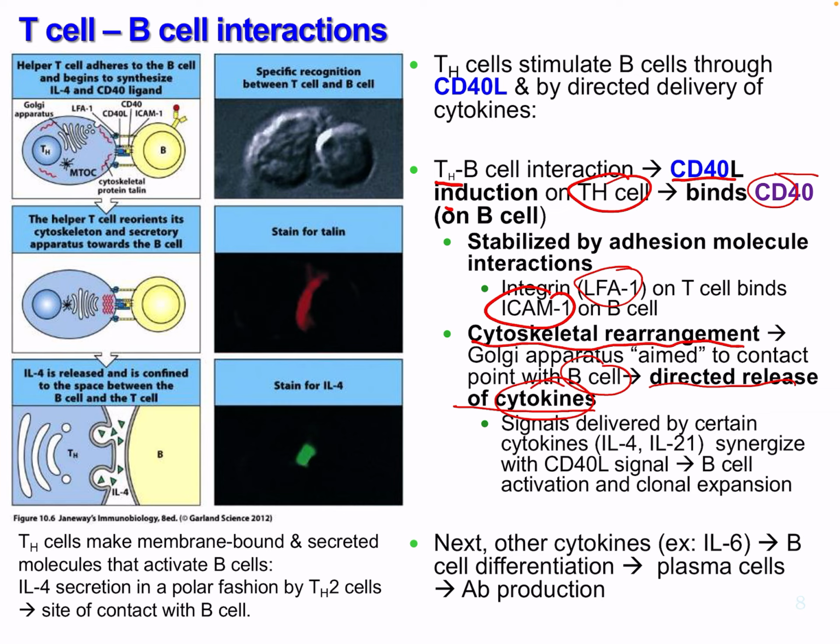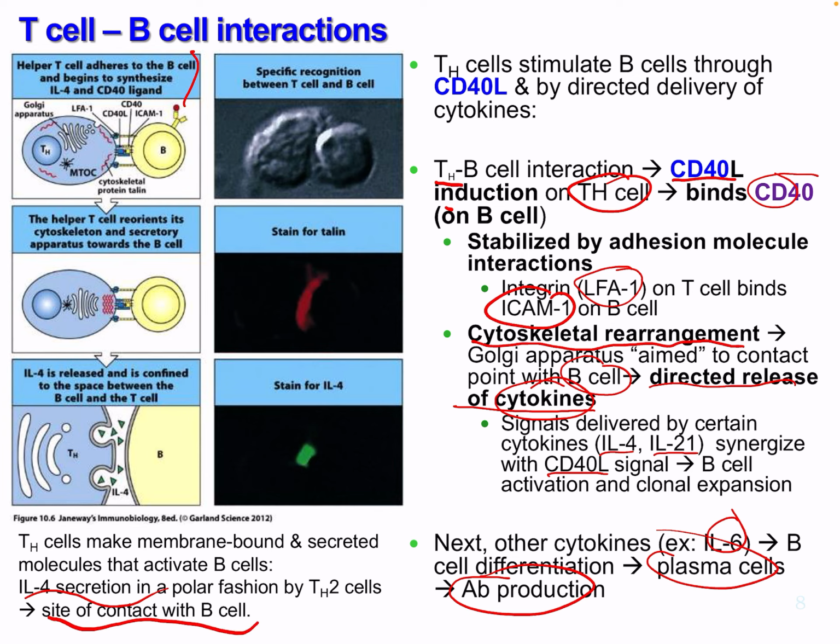So these signals are delivered by certain cytokines like IL-4 and IL-21, which recognize the CD40 ligand signal. Then we'll have B cell activation and clonal expansion. Next, other cytokines such as IL-6 cause B cell differentiation to plasma cells, resulting in antibody production. So T helper cells make membrane-bound and secreted molecules that activate B cells. IL-4 is secreted in a polar fashion by Th2 cells to the site of contact with the B cell.